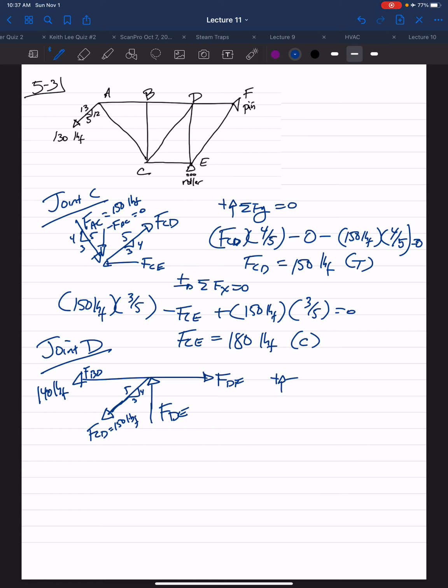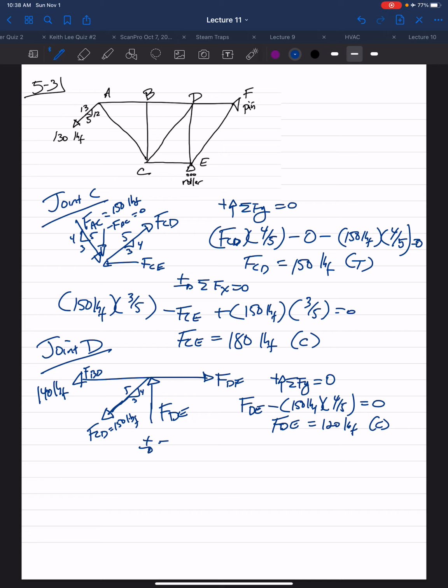So we take the sum of our forces in the y direction. We have FDE minus FCD, which is 150 pound force, times the vertical component, which is 4/5. We get FDE equals 120 pound force, and that is in compression.